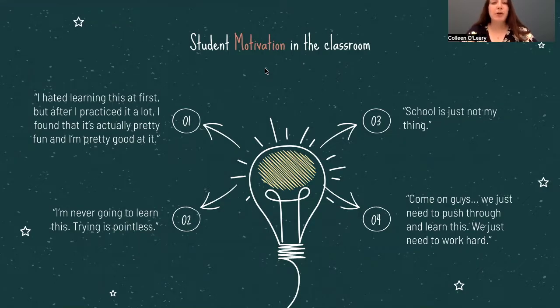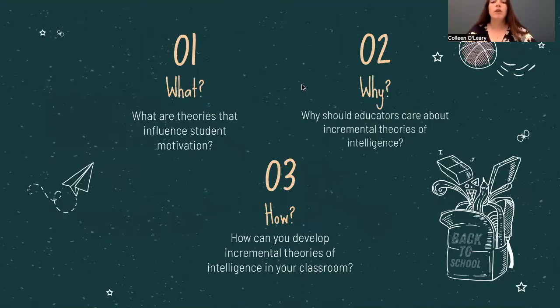These are 4 quotes that we've heard in our classrooms that explain different types of motivation that we've seen from our students. We wanted to focus on these types of motivations and get students to put forth effort in our classrooms and get students to high levels of motivation. We want to do this by exploring the what, why, and how of motivation in our project. The what are the theories that influence student motivation. The why is why should you as educators care about incremental theories of intelligence? And how can you develop incremental theories of intelligence in your own classroom?